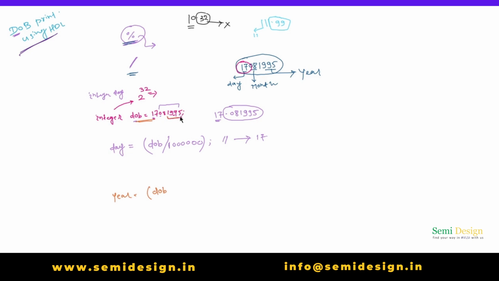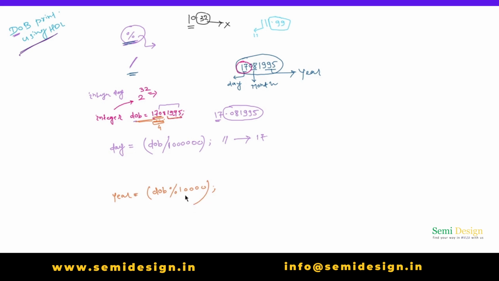We want 1995, so somehow we need to remove this 1708. How to remove this 1708? Very simple. Now see, before this 1995, how many digits are there? 1, 7, 0, 8: 4 digits. So for that, just take 4 zeros, 1, 2, 3, 4, put 1 at the MSB side, and take a modulus of that. Very simple.